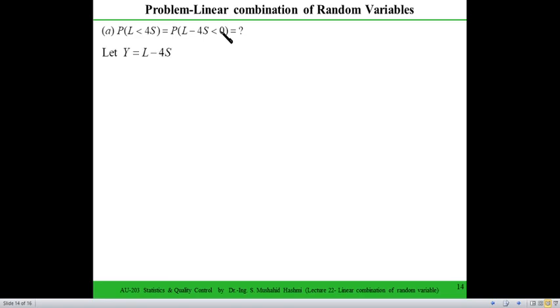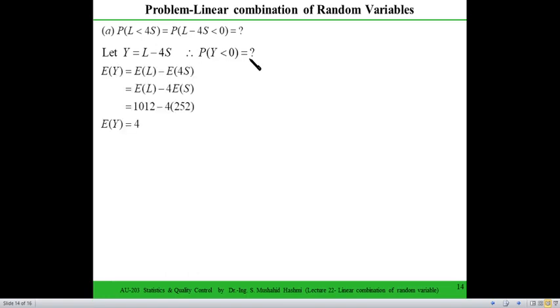So this is something we have to work out. My new random variable would be a linear combination of the large volume and 4 times the small volume. So I just need to calculate the probability that my y is less than 0, because y is L minus 4S. So this is something I have to work out.